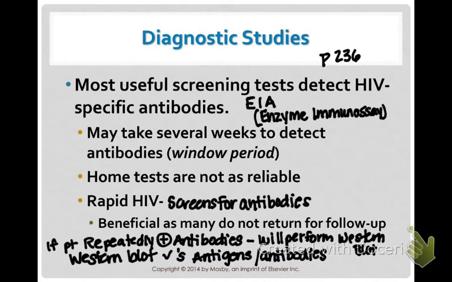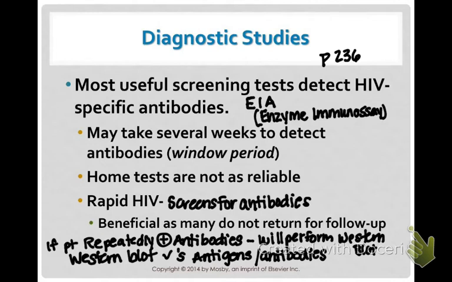The positive antibody test, though, needs to be confirmed by another test, and that's usually the Western blot. Sometimes, if the patient repeatedly has positive antibodies, they'll perform the Western blot. But most of the time they'll confirm it with the Western blot because it checks for antigens.